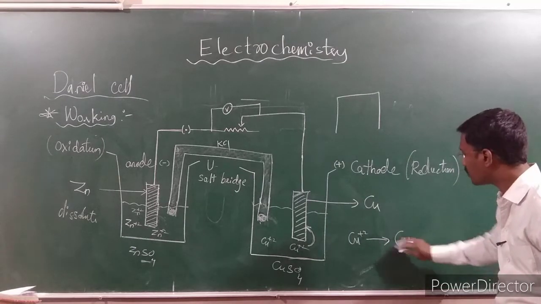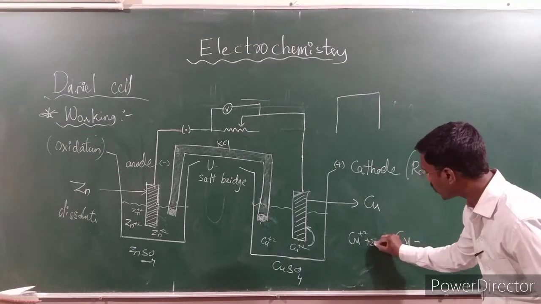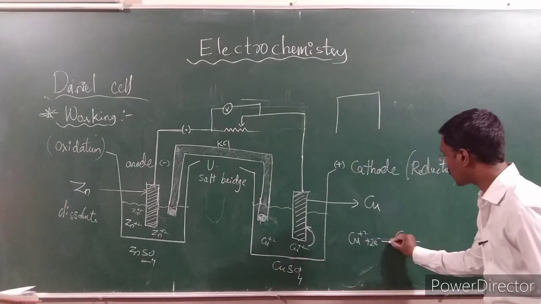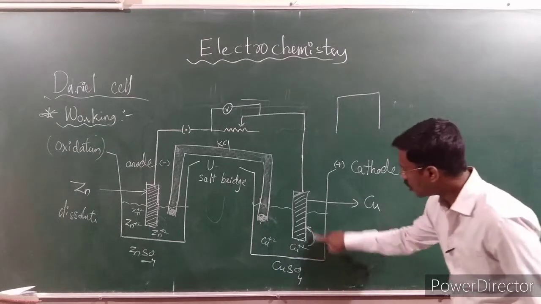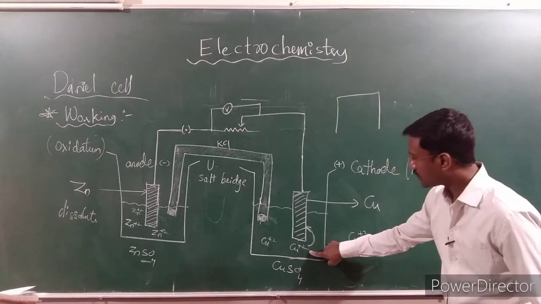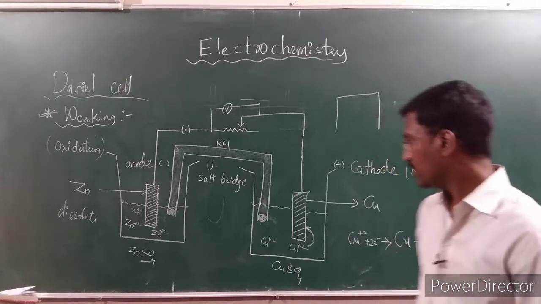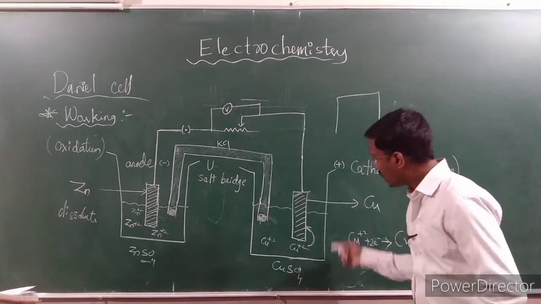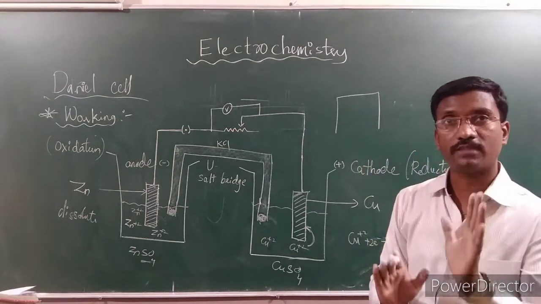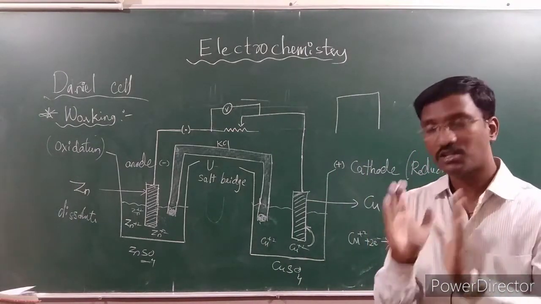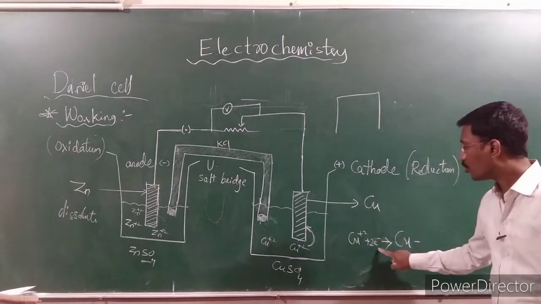Then how will it become neutral? Here copper is going to receive 2 electrons. After receiving 2 electrons, that copper becomes neutral copper. In the solution the copper is present in the form of +2 charge, but when it deposits on the copper rod, it will not deposit in the +2 state, it will deposit in the neutral state. So when it becomes neutral, it is going to receive the 2 electrons.